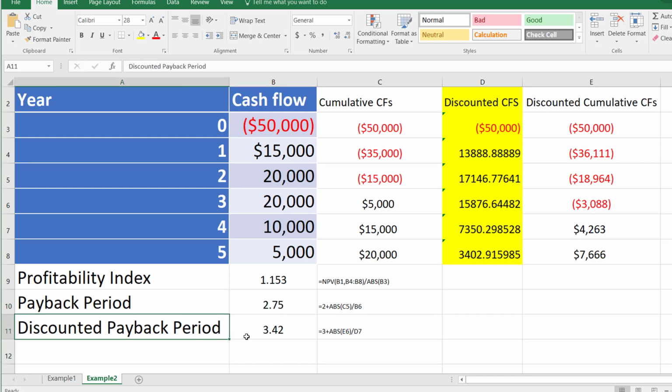Similarly, the discounted payback period is 3.42. If you want your money before 3.42 years, then you would not make that investment. But if you are okay to get the money back in 3.42 years or later, then you'd make that investment.